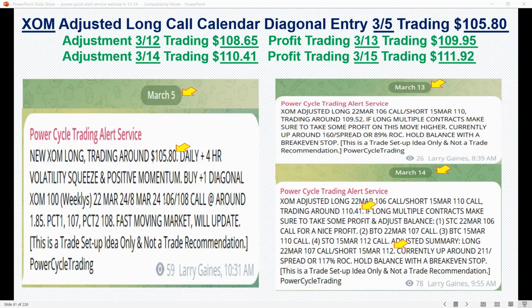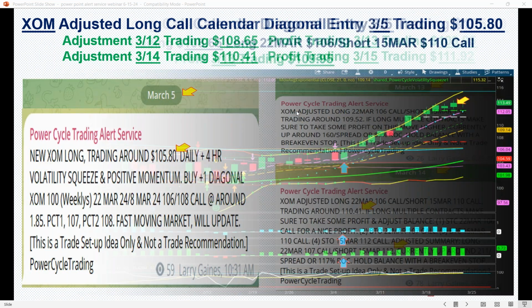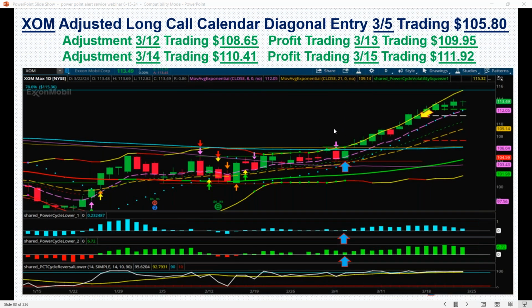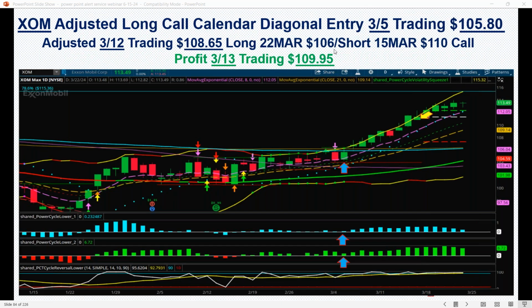Original trade was the 106, 108, okay? So now we had adjusted this trade to the 106, 110. So we're widening that spread out to make a little bit more money. Then we adjusted and rolled the short strike to the 15 March series. So now we're long the 22 March 106, short the 15 March 110.